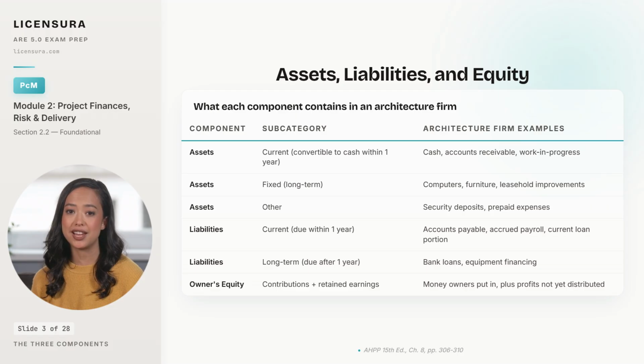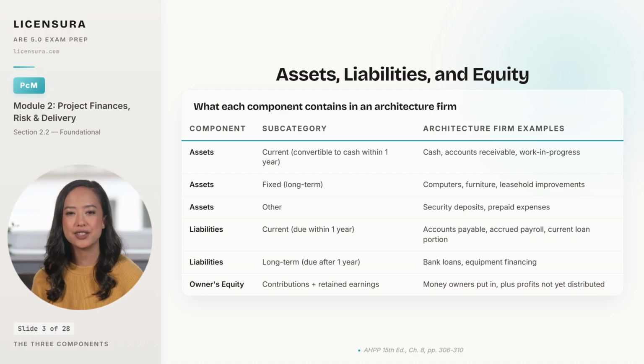Liabilities split into current and long-term. Current liabilities are what you owe in the next 12 months. Accounts payable to consultants and vendors, accrued payroll for the next pay cycle, the current year's portion of any bank loan. Long-term liabilities are bank loans and equipment financing that extend beyond a year. Owner's equity has two pieces: capital contributions, the money the owners actually put in, and retained earnings, which are accumulated profits the firm has chosen to keep rather than distribute.